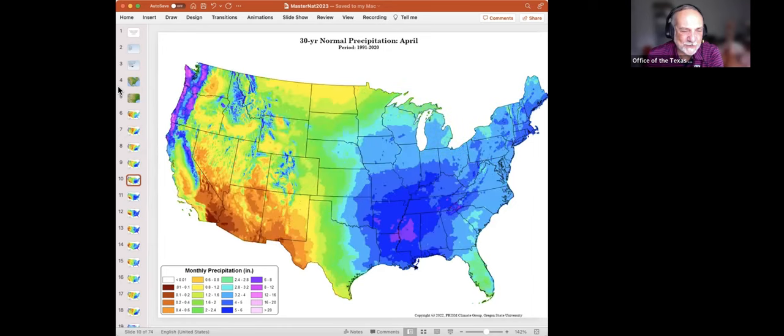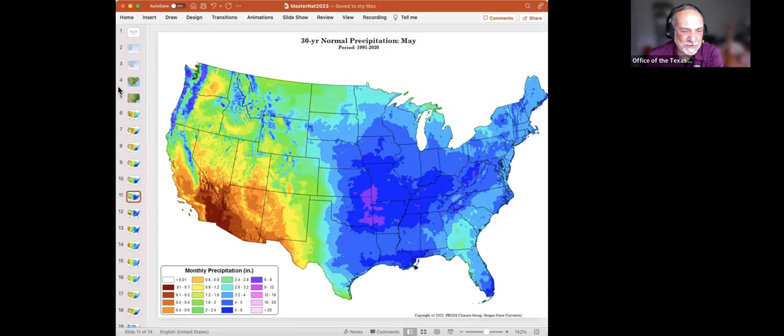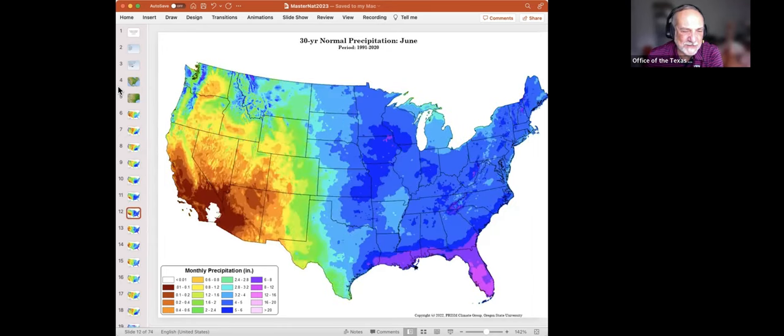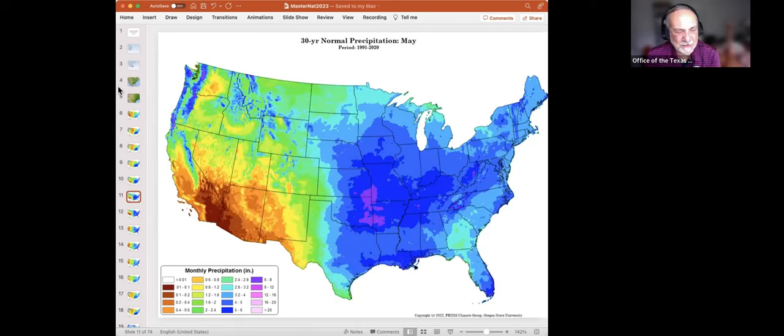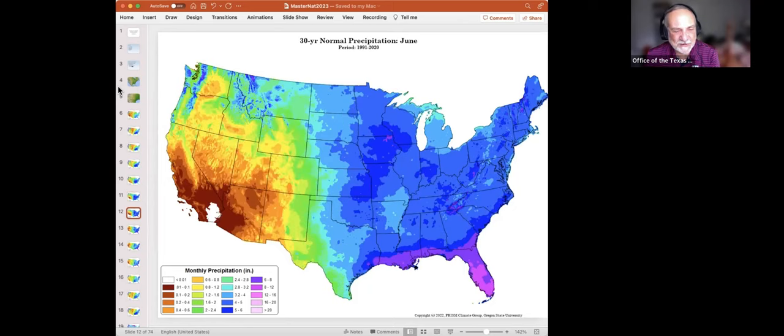As we get into April and May, precipitation amounts increase. So May and June are on average the wettest months of the year for Texas as a whole. May and April are sort of severe weather season. June, we can start getting some tropical disturbances, so you see an enhancement of precipitation along the coast.